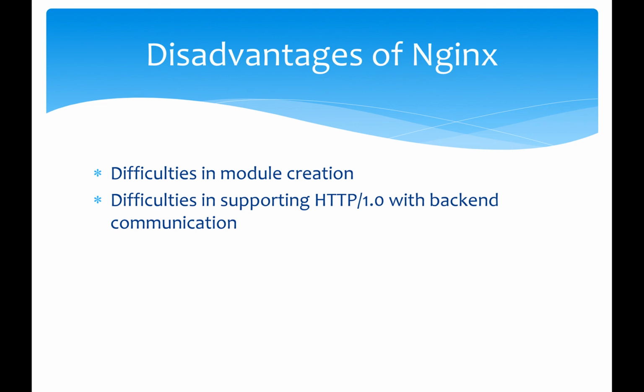Nginx has some difficulties in supporting HTTP 1.1 with backend communications. HTTP 1.1 has been used for the communication between web servers, but Nginx only uses 1.0 to interact with the backend server. Fortunately, the development of the HAProxy module can now replace HTTP 1.0 to connect Nginx and Tomcat.